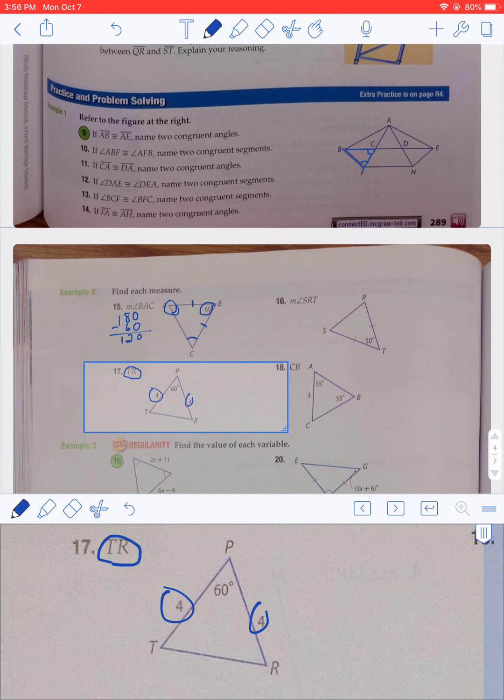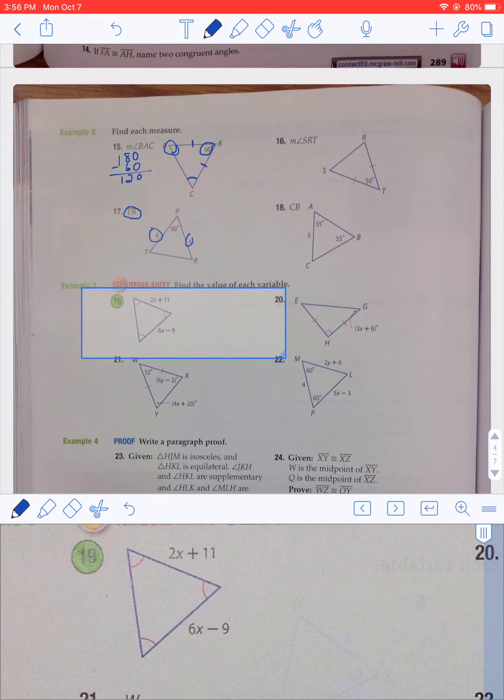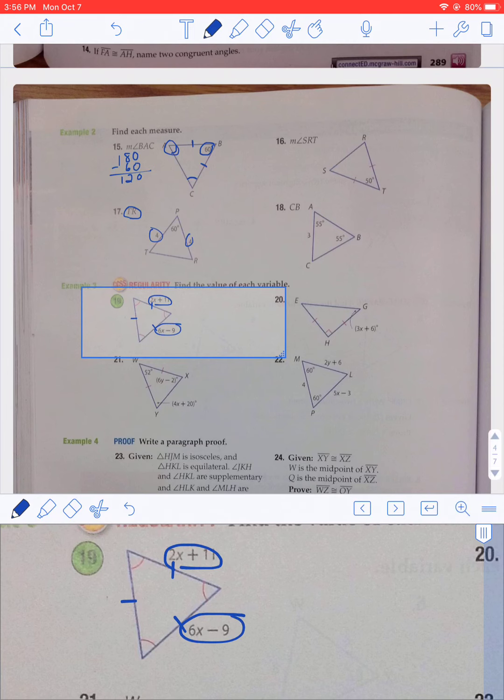And then on down to 19. This one we know is an equilateral triangle. So if that's true, then we know something about these, right?